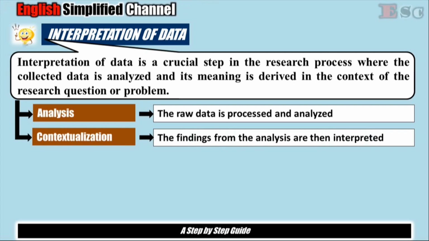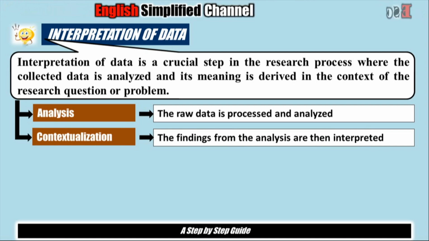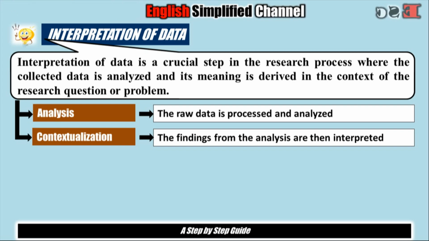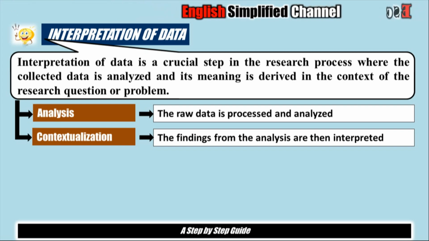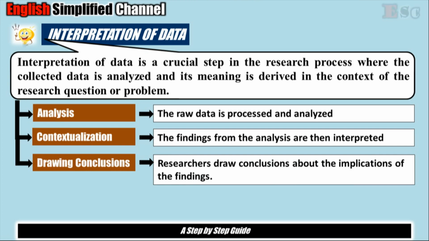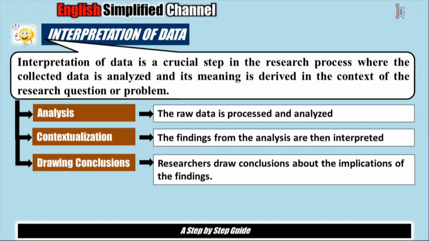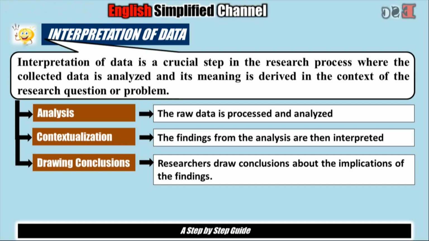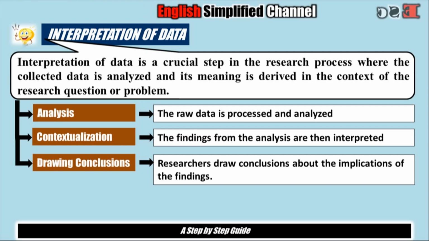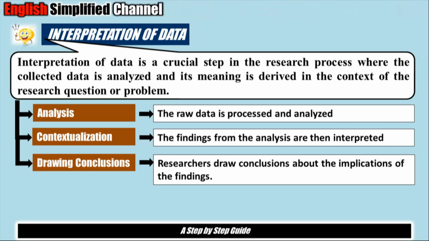Contextualization. The findings from the analysis are then interpreted within the broader context of the research problem or question. Researchers consider existing theories, literature, and relevant background information to make sense of the data in relation to the research objectives. Drawing conclusions. Based on the analysis and contextualization, researchers draw conclusions about the implications of the findings. They assess whether the data supports or refutes their hypotheses or research questions and consider any limitations or alternative explanations.